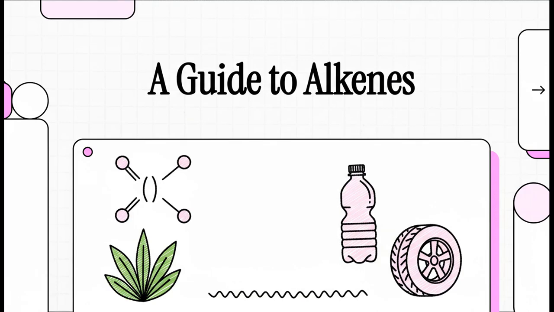Hey there, and welcome. Today we are going to dive headfirst into the world of alkenes. Now, this is a family of molecules that is, no joke, fundamental to our modern world. We're talking about everything from the plastics we use every day to the fruit we eat, and it all boils down to one very special chemical feature.